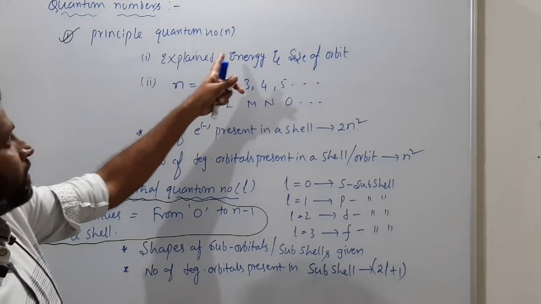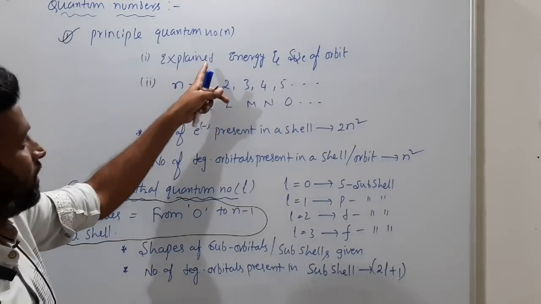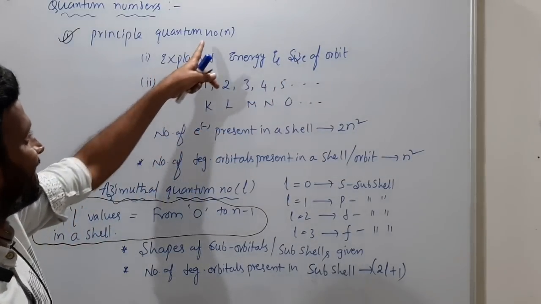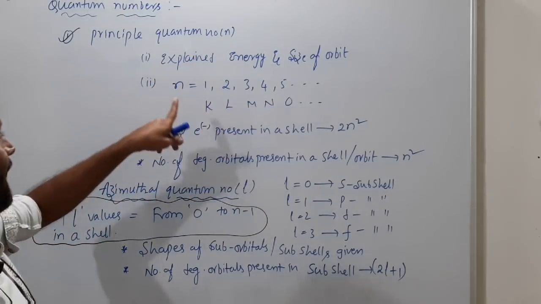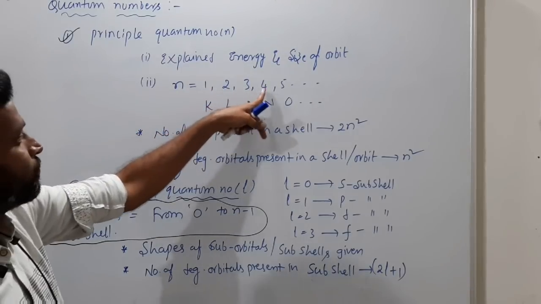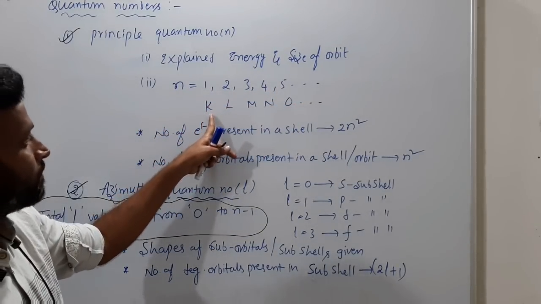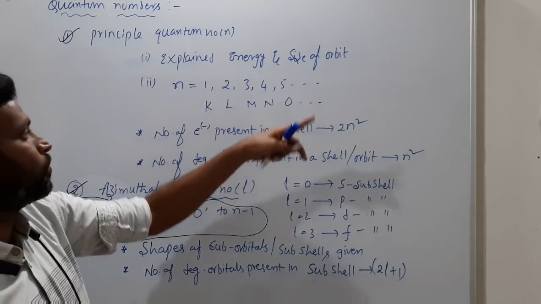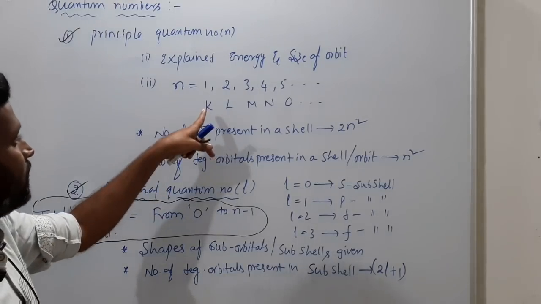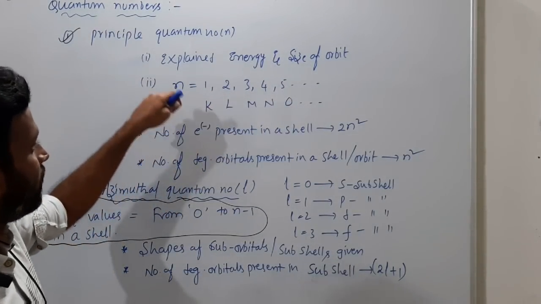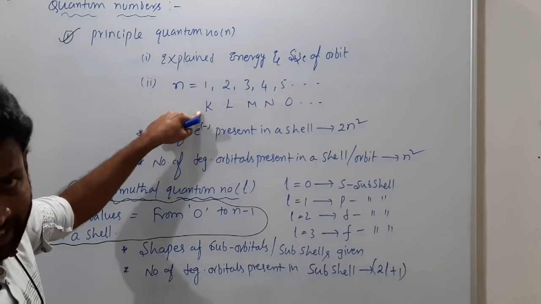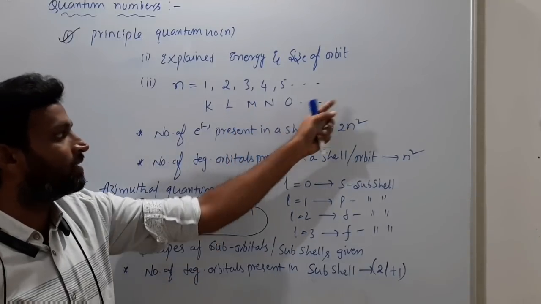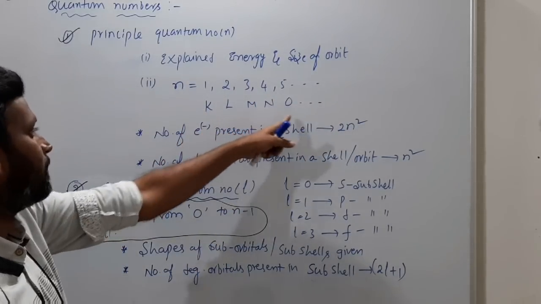The principal quantum number was explained by Niels Bohr and describes the energy and size of an orbit. It is represented with a small n, and n takes the values 1, 2, 3, 4, 5 and so on. These are given as shells K, L, M, N, O, P. The first shell is called the K shell, the second shell the L shell, and the third shell the M shell, and so on.